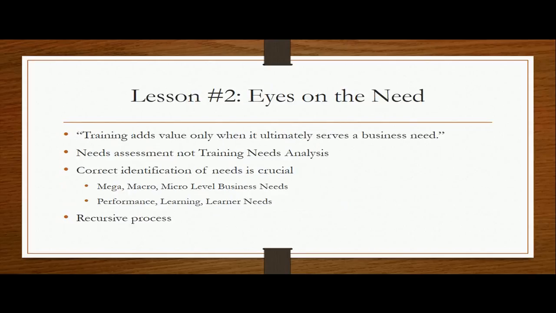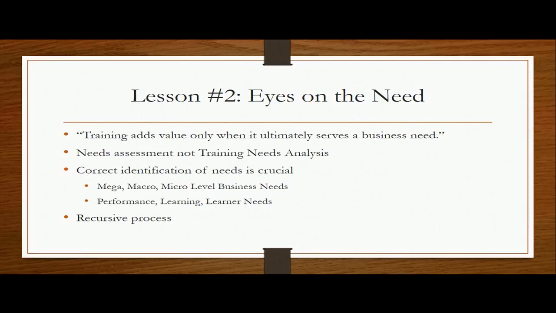My second lesson is to keep the eyes on the need. As Toby states, training adds value only when it ultimately serves a business need. It's important to keep in mind that a needs assessment is not the same as a training needs analysis.